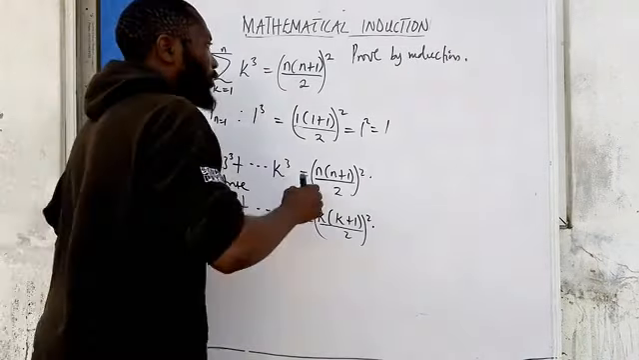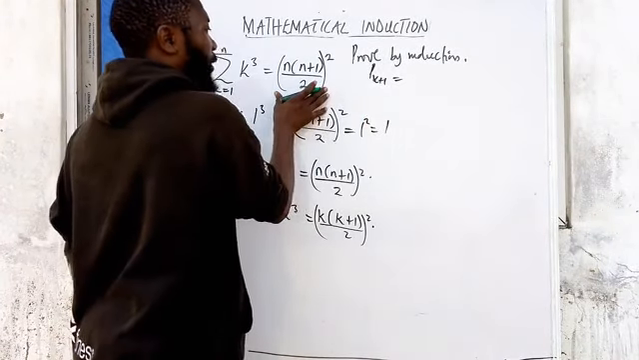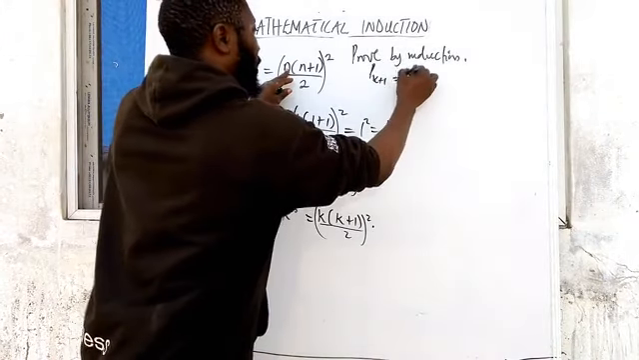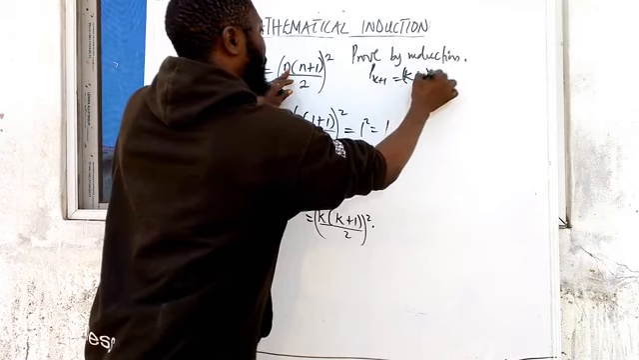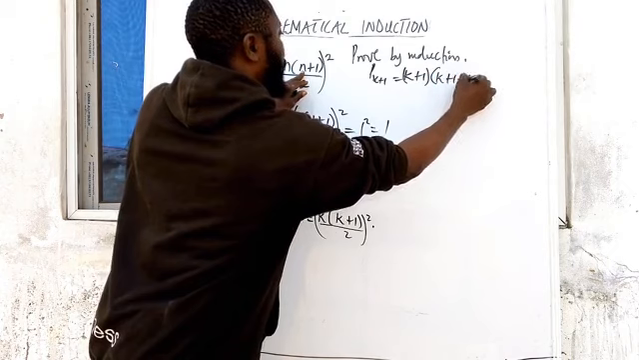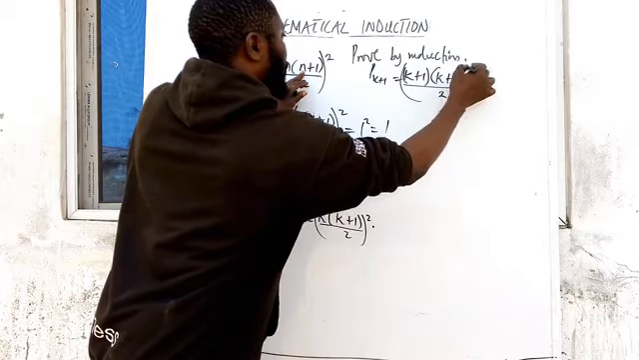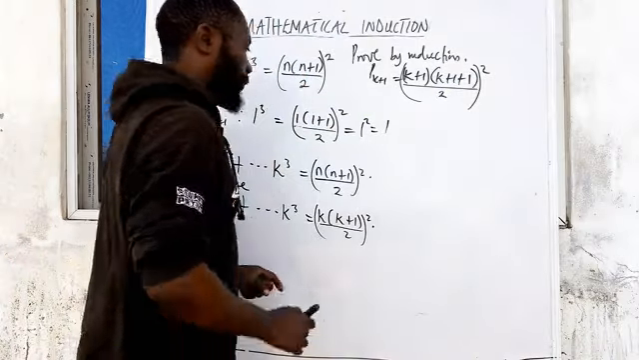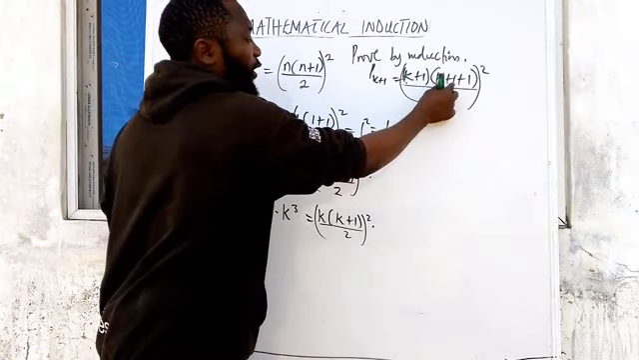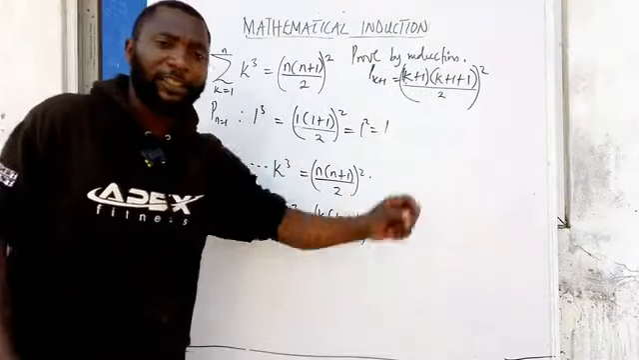So our expected result now, which is P(k plus 1), this is our expected result. That will be, so now whenever we see n, we change it to k plus 1. K plus 1, open bracket, k plus 1 plus 1, everything divided by 2, everything squared. This is your n. K plus 1 is your n. n plus 1. So now we have this. So this should be our expected result.